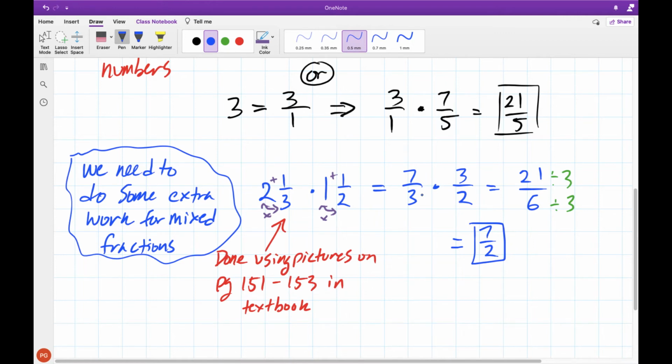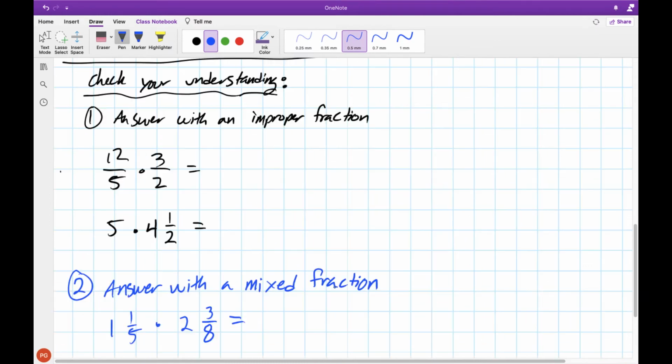The key with multiplication is your fractions need to either be proper or improper. Mixed fractions are no good, we've got to convert them into proper or improper fractions.